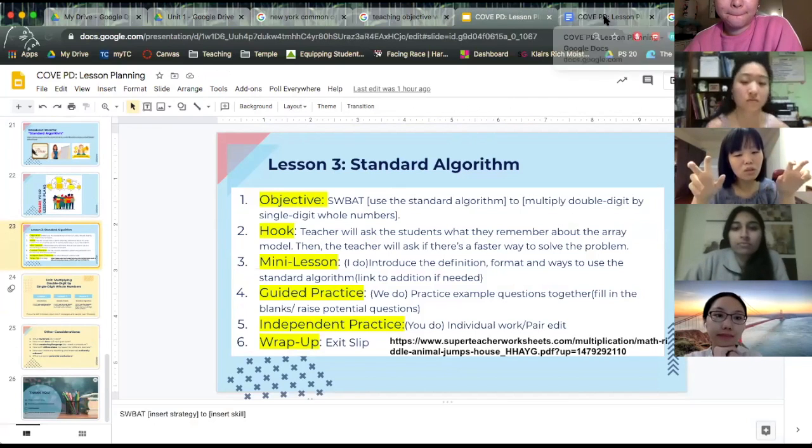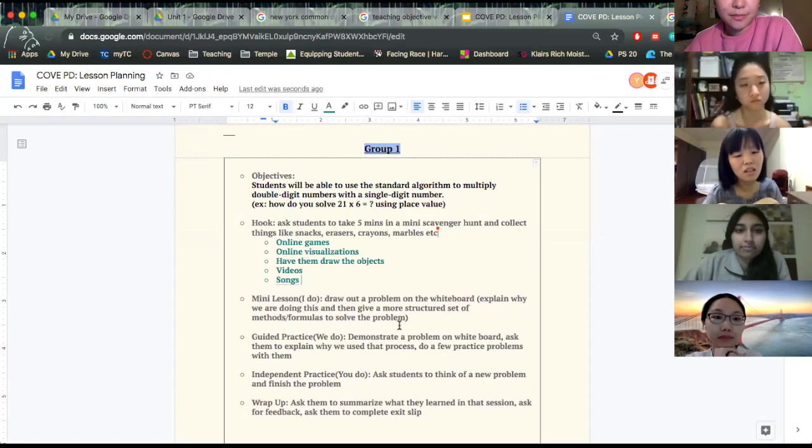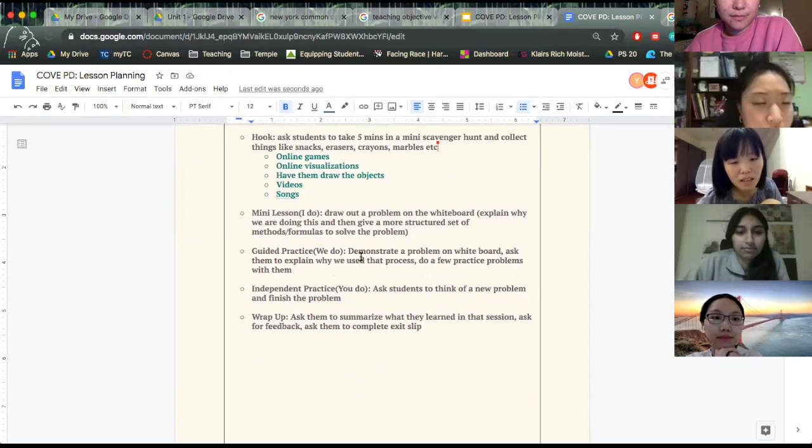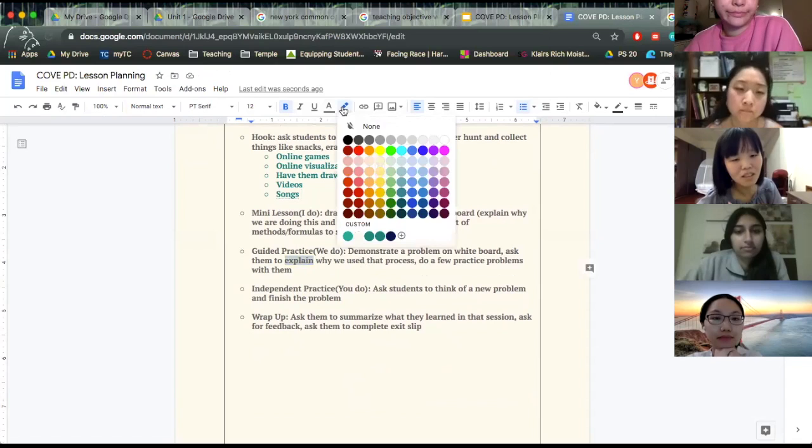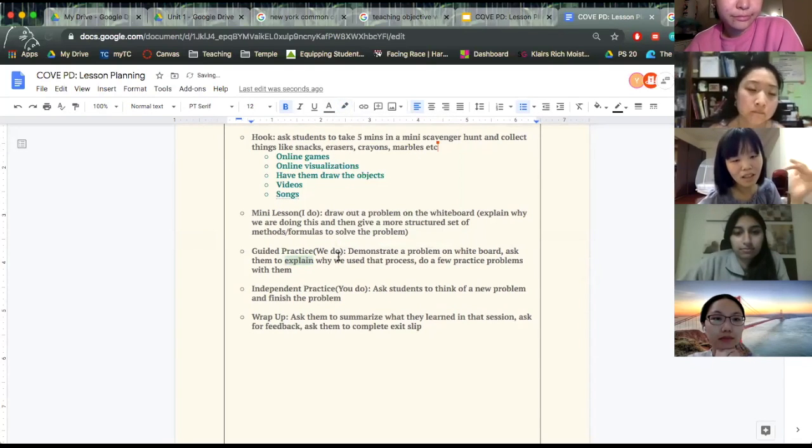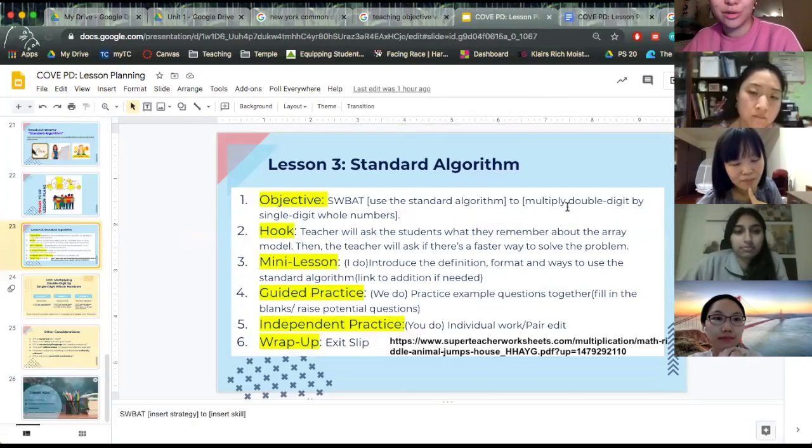I also think that it's great when we do the "we do" session and then you include having them explain why we use that process. I really like this one because then you have them constantly thinking about what they're doing and why they do it. So I think it's really important before they head on to the individual practice. Make sure they actually understand it.